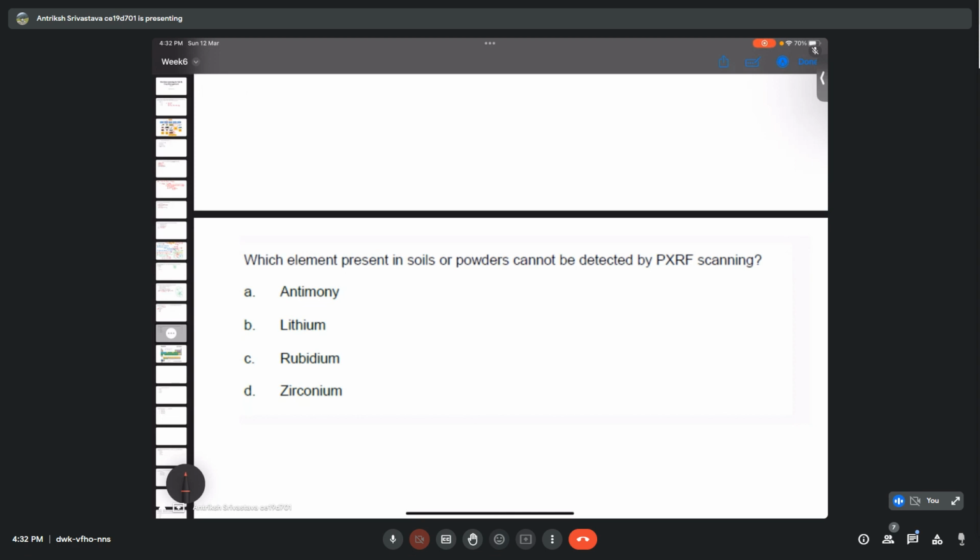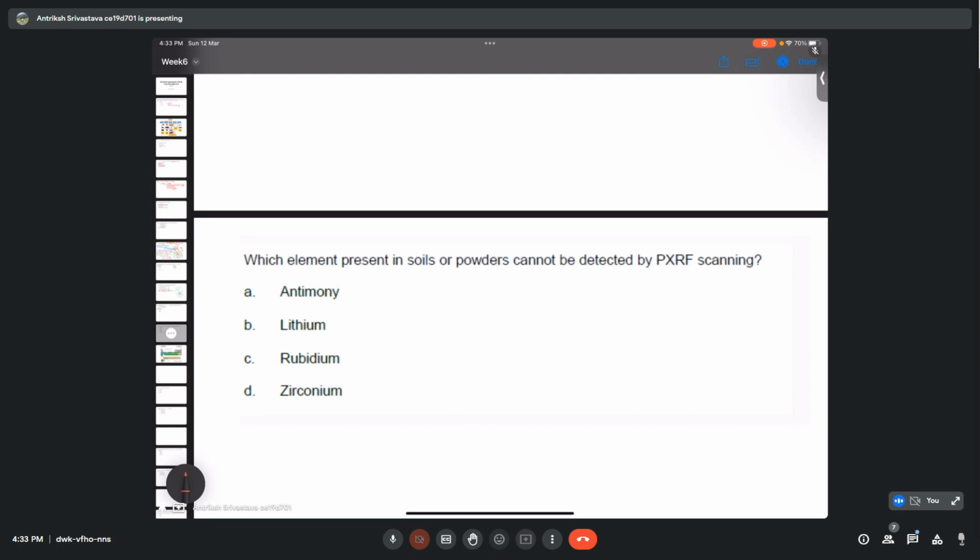Okay, now this question is something that I have not explained, but let's see if you can answer it. Which element present in soil or powder cannot be detected by PXRF scanning? If you go to the working principle, you can hypothesize which element has such a strong bond with its electron that the primary X-ray that the anode creates is not able to excite that electron so that it leaves the atom. Which element will have that strong a bond? You can hypothesize that.